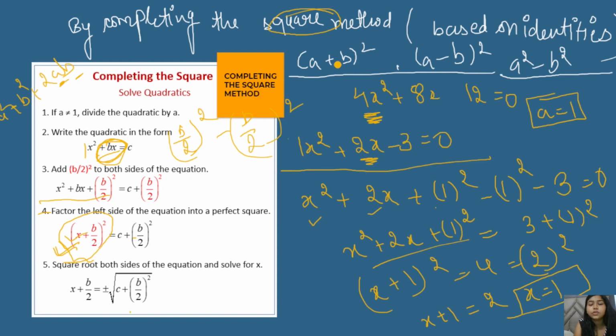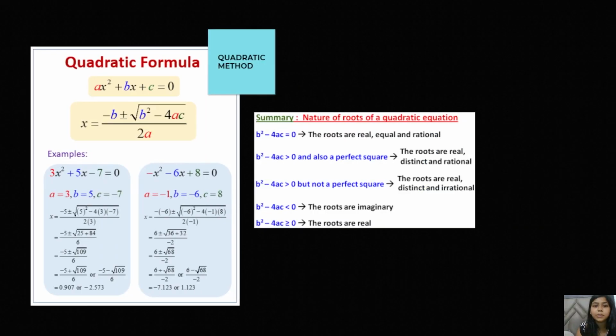So the steps are: first of all, make sure that the coefficient of x square equals 1. After that, add and subtract the square of half of the coefficient of x. Then make the identity a plus b whole square on the left hand side, and then you can easily get the value of x. You will understand this concept better by using the examples, and as always I've mentioned the examples at the end of the slides.